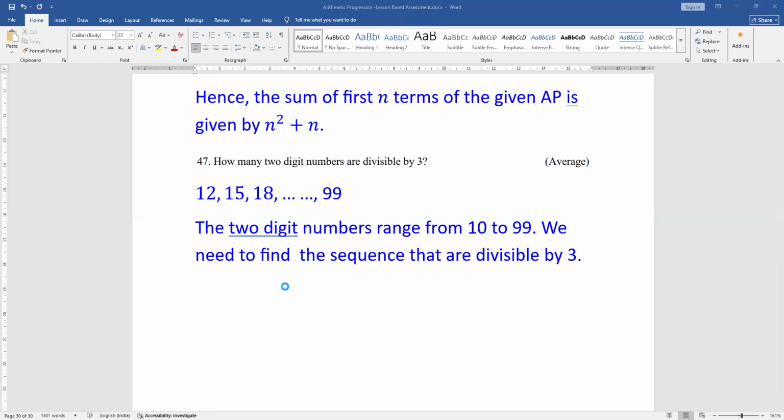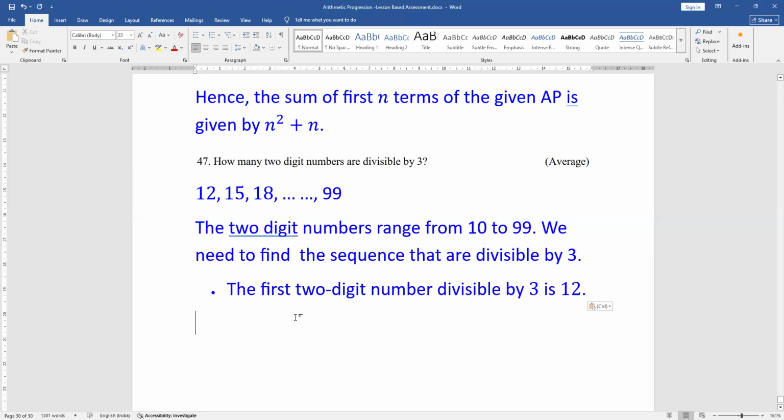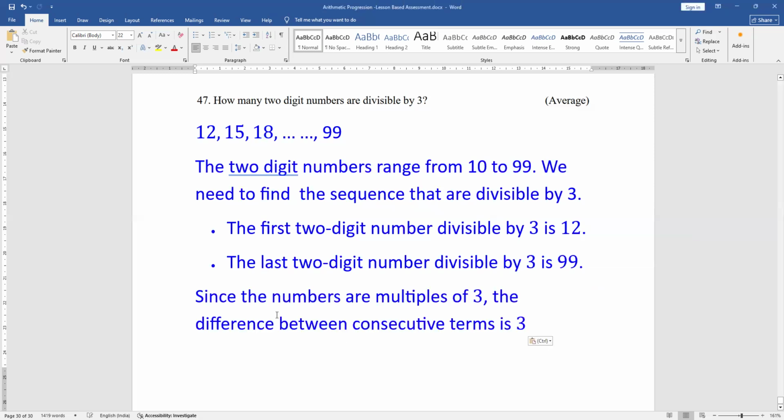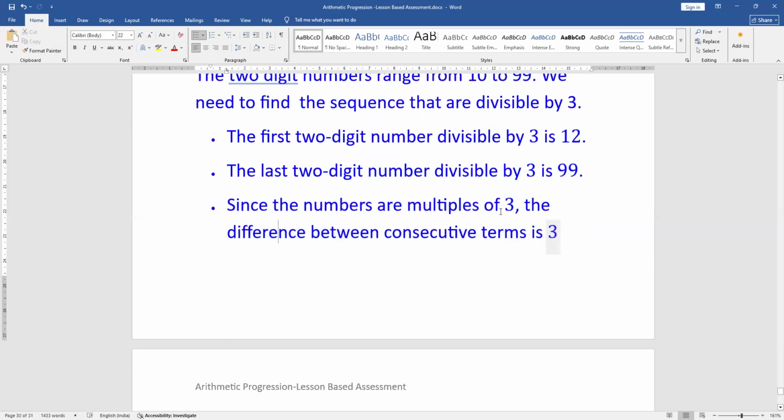So the first number is 12. Okay. The last two-digit number divisible by 3 is 99. Okay. And since the numbers are multiples of 3, the difference between the consecutive terms will be 3. As they are multiples of 3, the common difference will be 3. Suppose the numbers are divisible by 4, so the common difference will be 4, like that.